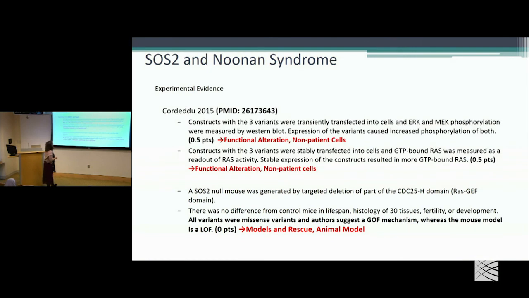And then experimental evidence. We're running out of time, so I'm just going to go through this really rapidly. Looking at ERK and MEK phosphorylation on a Western blot, that scored 0.5 point. Looking at RAS kinase activity, that scored 0.5 point. A null mouse was generated targeting deletion of the gene, and there was no phenotype. However, that's a loss of function model, and we think that this is likely a gain of function. So it scored 0 points. That model is really irrelevant to this question, right?